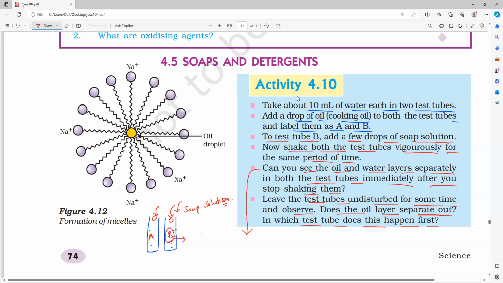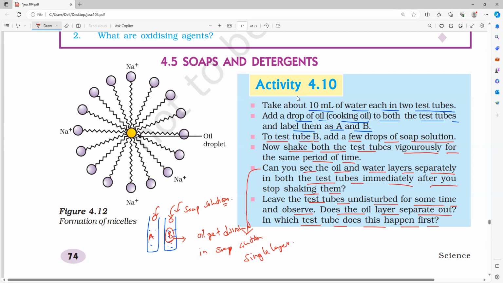When oil and soap solution are shaken, the oil gets dissolved in soap solution. Understanding? In soap solution, both get dissolved in each other and they will form a single system or a single layer.